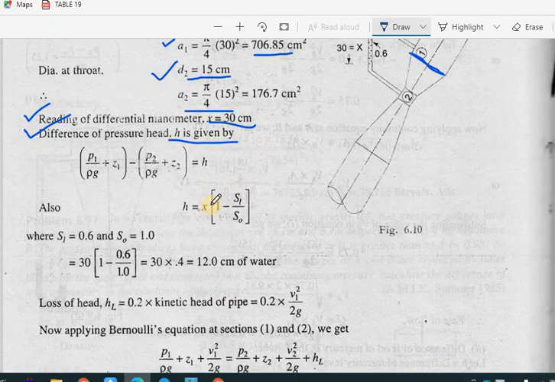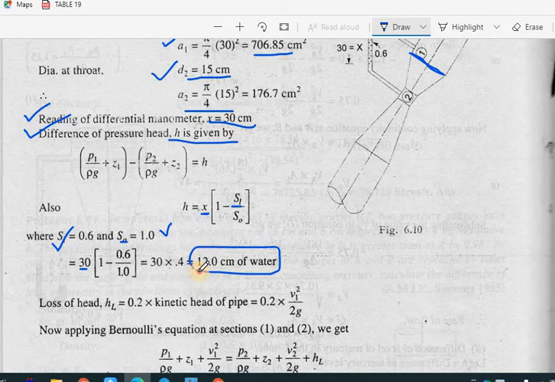H equals X into 1 minus St by S0, where St will be the specific gravity of the lighter liquid, and S0 will be the specific gravity of the heavier liquid. From here we can calculate the value of H. We have got the value of X which is 30. This will be 1 minus 0.6 by 1. So the final value is coming out to be 12 centimeter of water.